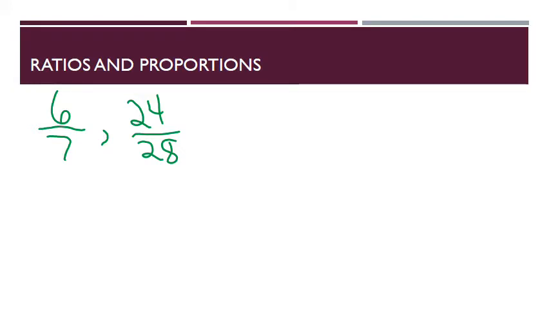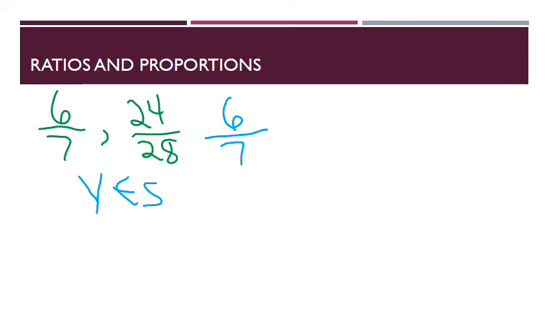So I'm going to test this out, and I'm going to divide 4 into 24. Well, that's going to give me 6. And when I divide 4 into 28, that gives me 7. And 6 over 7 is equal to 6 over 7. They are equivalent. So yes, they are equivalent ratios.